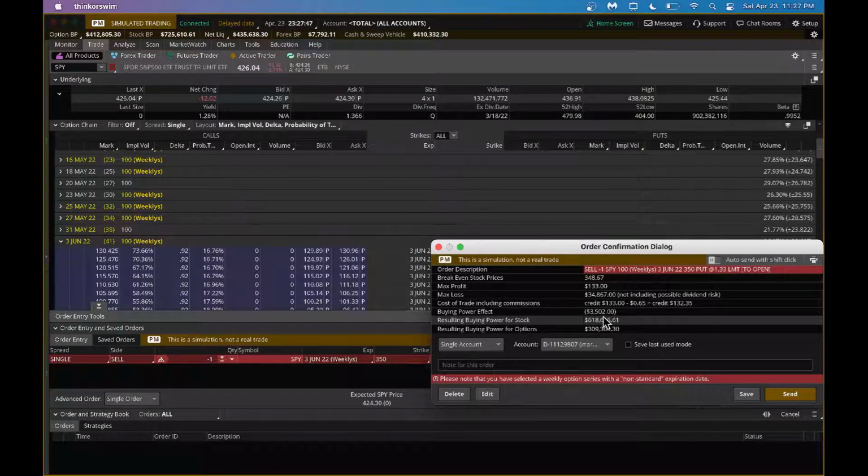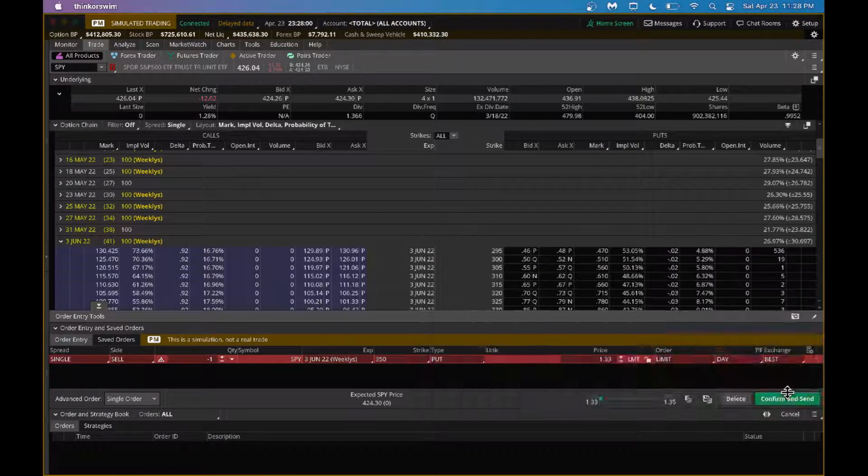If you have a brokerage account with a good margin account, you'll get some free money from your buying power to sell this put option using your stocks as collateral. So it's a good way to sell. So you could just go sell.